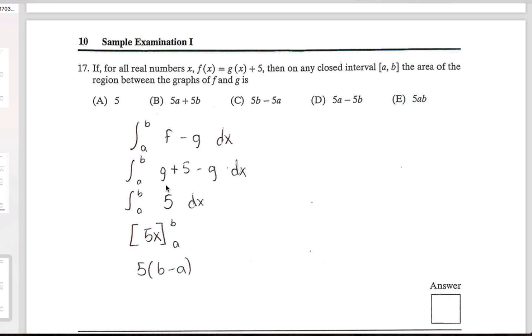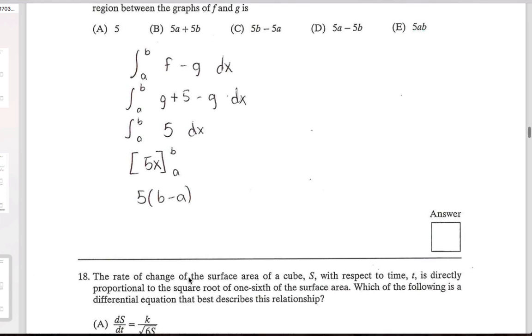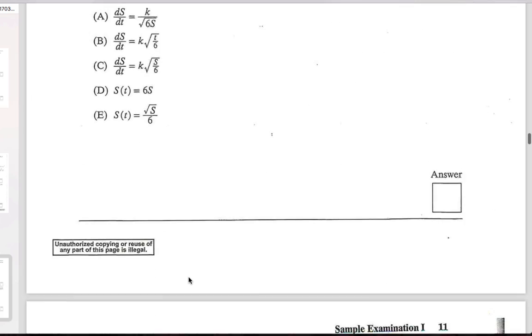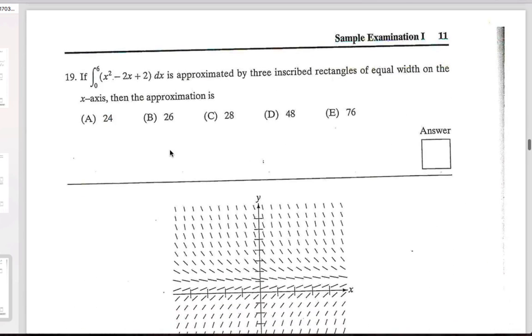What is f? F is g plus 5. So I have f, which is g plus 5, minus g. G plus 5 minus g is just 5. The antiderivative of 5 is just 5x. Evaluate that between a and b, and we would have 5 times b minus a. And that would be our answer there. Number 18 is just a reading question. Number 19, I'm going to skip.